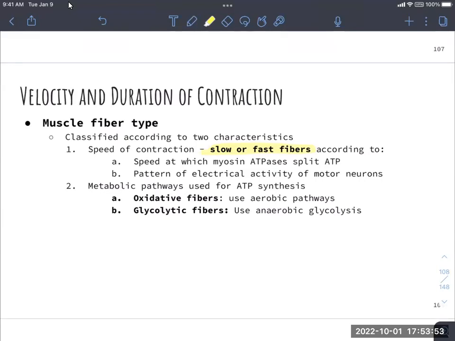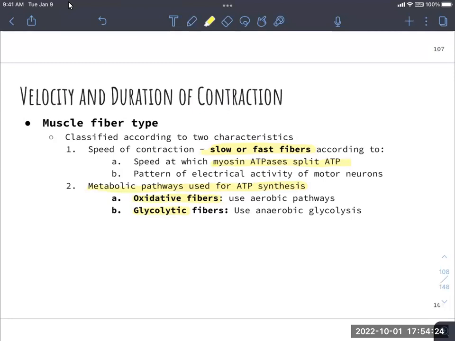Like how fast do myosin ATPases split ATP, and that pattern, of course, of action potentials being sent from that neuron. And the metabolic pathway used for ATP synthesis. Are we using oxidative or glycolytic? Oxidative, oxygen. Glycolytic, glycogen.